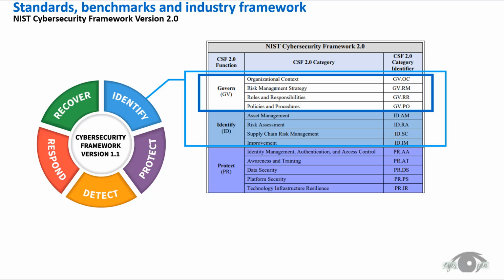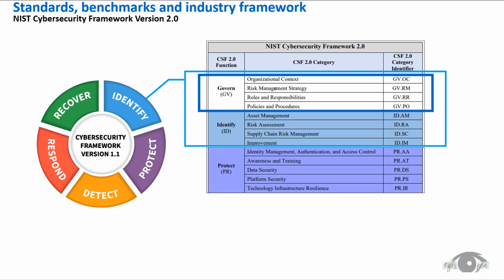Awareness and Training, PR.AT, which state that organization personnel and third parties receive cybersecurity awareness and training to perform their cybersecurity-related tasks in accordance with related policies, procedures, and agreements. Data Security, PR.DS, which state that information and records, data, should be managed in accordance with the organization's risk policy to protect the confidentiality, integrity, and availability of information.